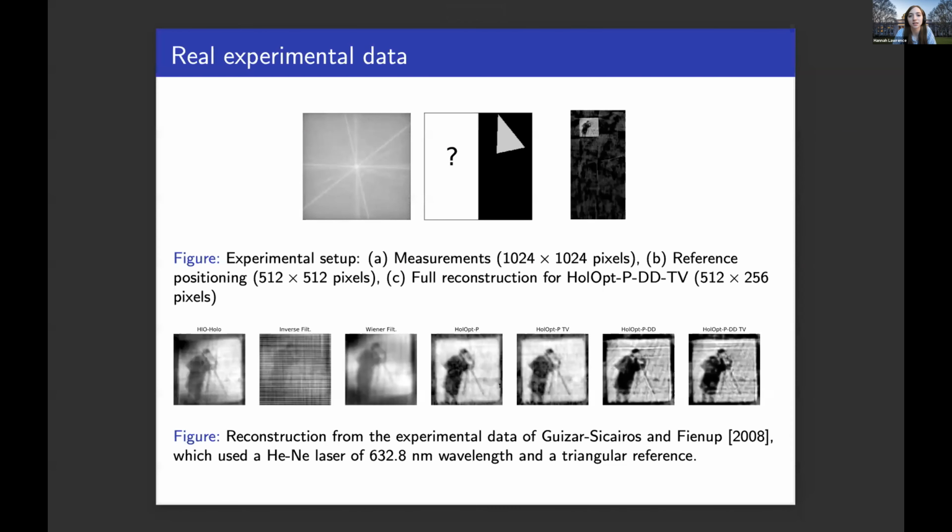And finally, since this is a highly experimentally motivated work, we thought we should also try it on some real experimental data. So here we have the reconstructions in the bottom line, and our method is all the way on the right. And we see that by both using the nonlinear information and regularizing by the deep decoder, we're able to get the best reconstruction on experimental data.